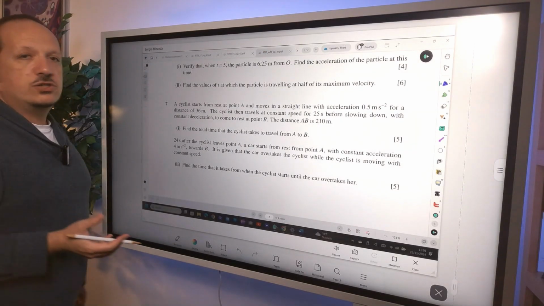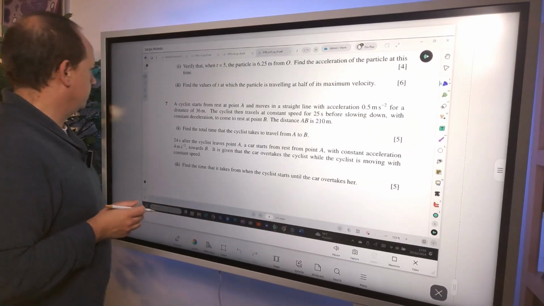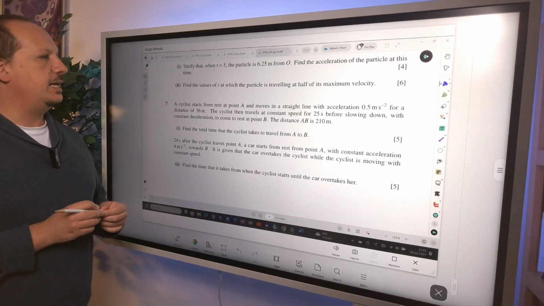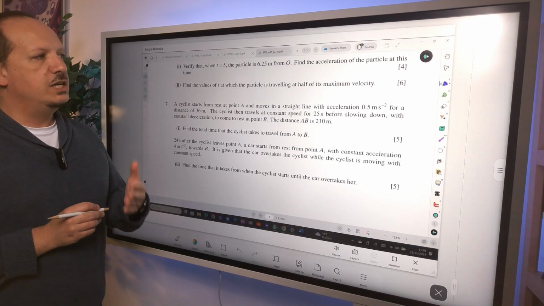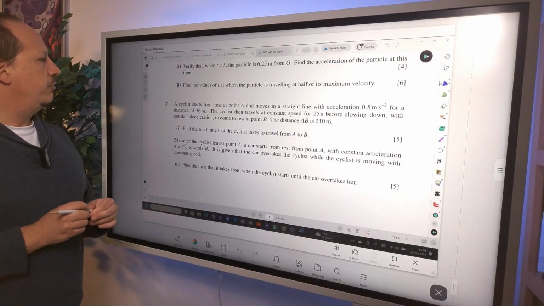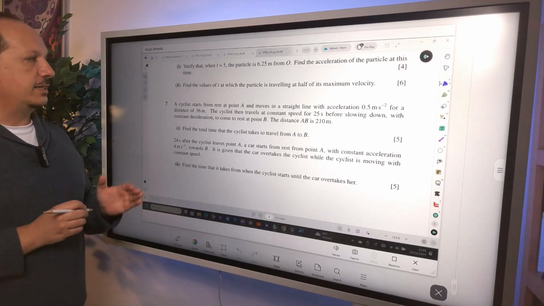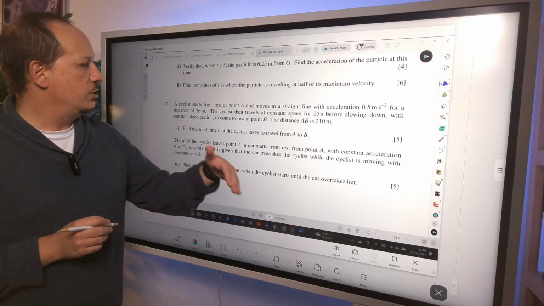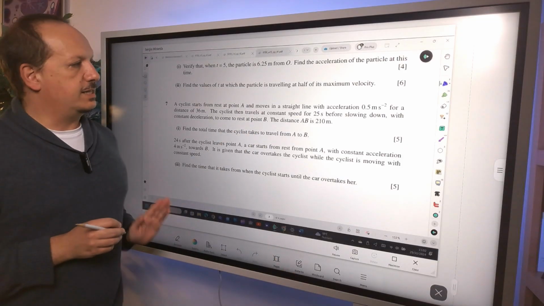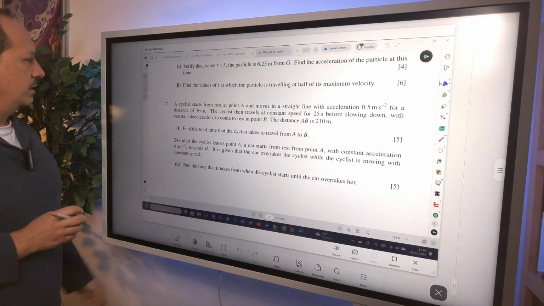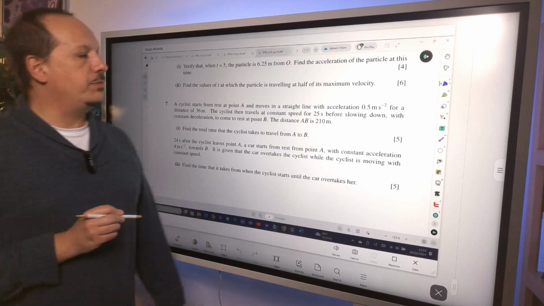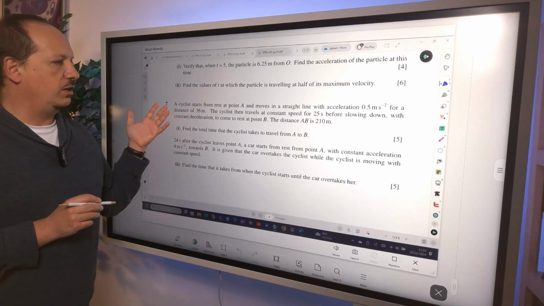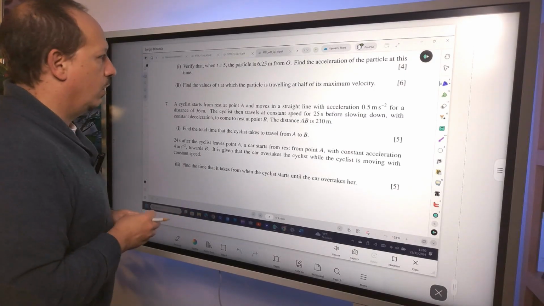Another one, winter 2015, question paper 41. It's here, question 7. A cyclist starts from rest at point A and moves in a straight line with acceleration 0.5 meters per second squared for a distance of 36 meters. The cyclist then travels at a constant speed for 25 seconds before slowing down with constant deceleration to come to rest at point B. The distance AB is 210 meters. Find the total time that the cyclist takes to travel from A to B. Again, you just have the question with no diagram associated with it, or a graph.